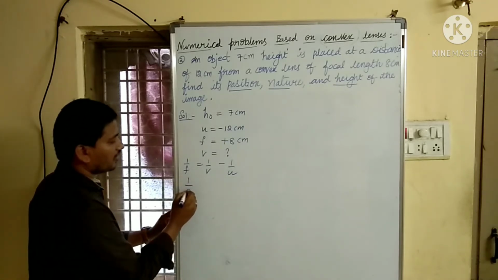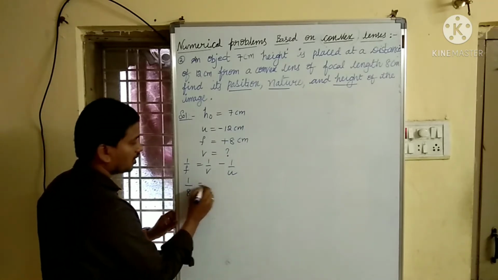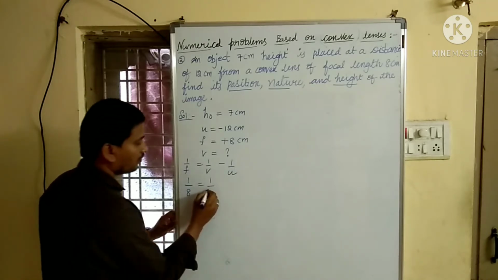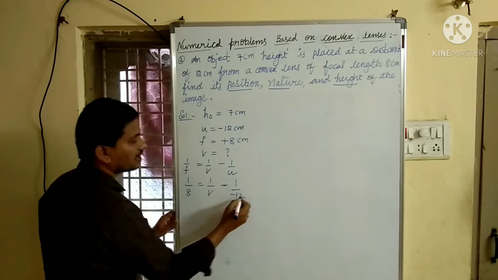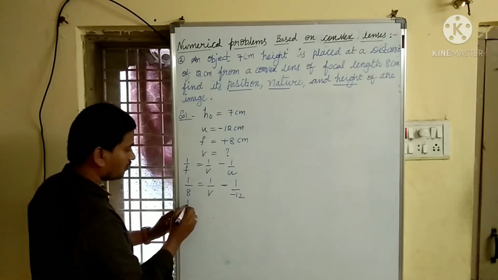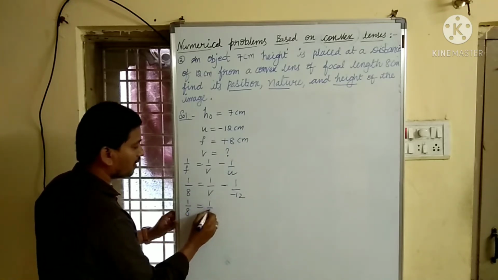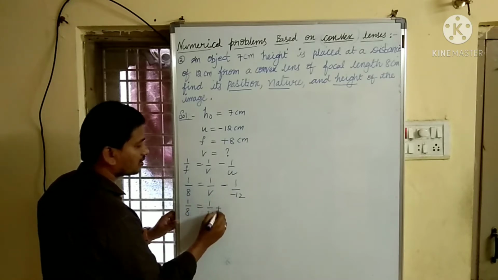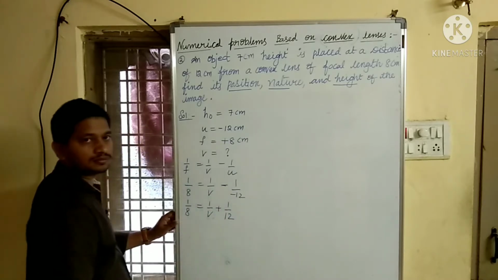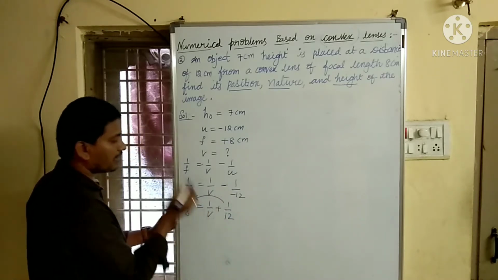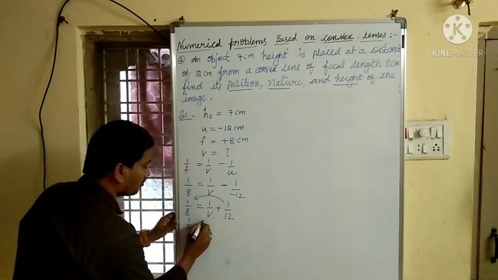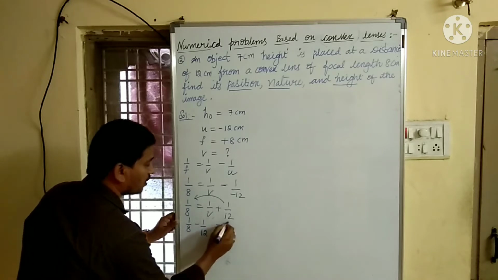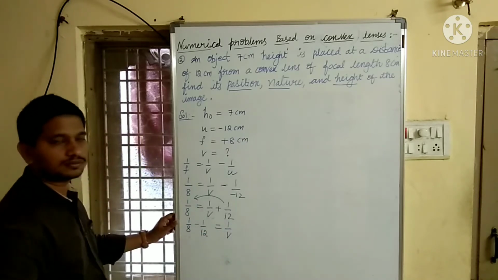1 by f, equal to 1/8, is equal to 1 by v minus 1 by u. Given u is minus 12 centimeters. So 1 by 8 equals 1 by v plus 1 by 12. So take this plus 1 by 12 towards the left-hand side: 1 by 8 minus 1 by 12 is equal to 1 by v.